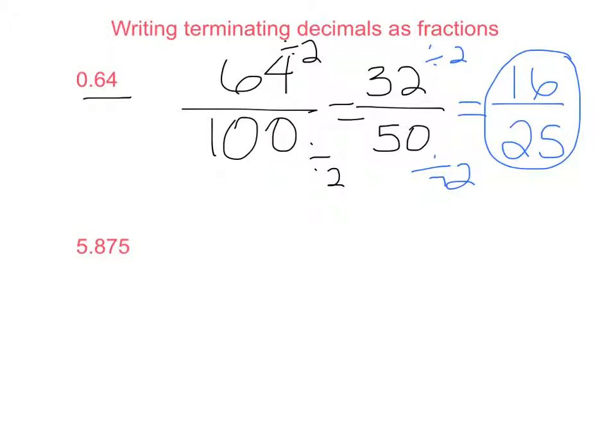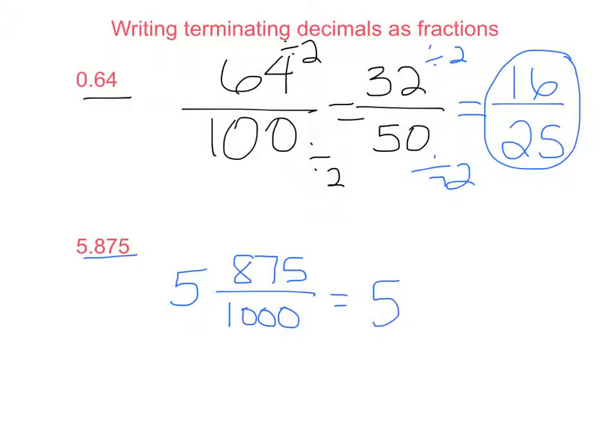We also can have 5.875, and we can represent that. When you have a whole number, you want to put that out in front of your fraction. And again, we determine that this is 875 over 1,000, because that's our place value. And if we simplify down, we end up getting 5 7/8 for our simplified fraction of the decimal.